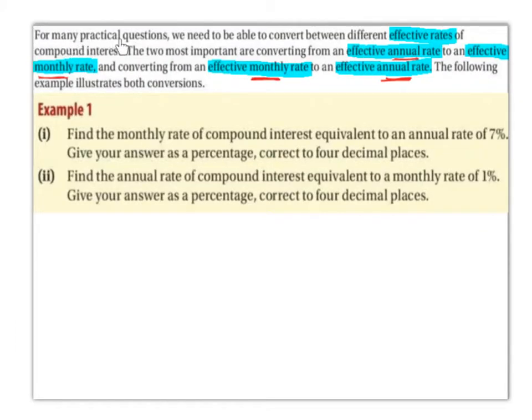For many practical questions, we need to be able to convert between different effective rates of compound interest. The two most important are converting from an effective annual rate to an effective monthly rate, and converting from an effective monthly rate to an effective annual rate. The following example illustrates both conversions.